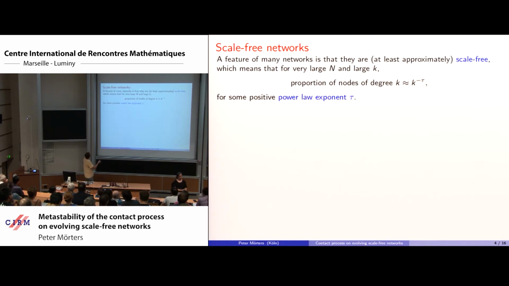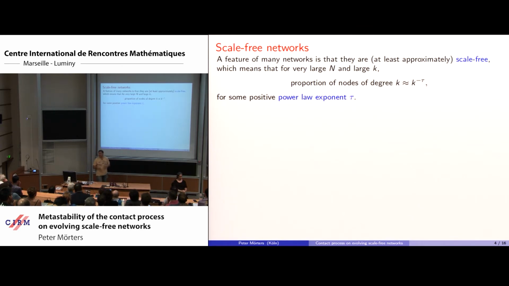A feature of many networks is that they're at least approximately scale-free, and for us this means that for very large network size and a large k, the proportion of nodes of degree k decays polynomially, like k to the minus tau, for an important parameter called the power law exponent tau. So this is not an Erdős-Rényi graph, for example, where you have even super exponential decay for the proportion of nodes of degree k, but you have a much slower decay. So there are vertices with very high degree in the network.